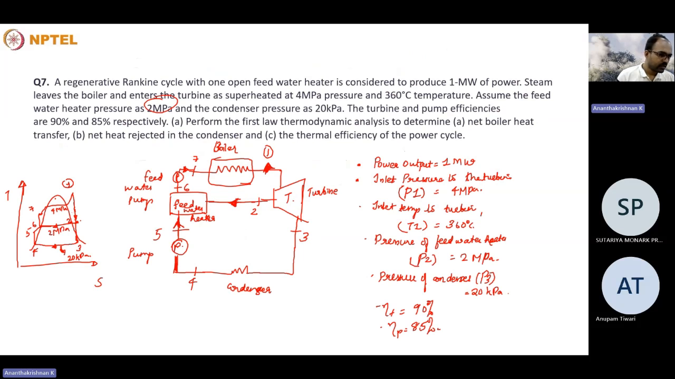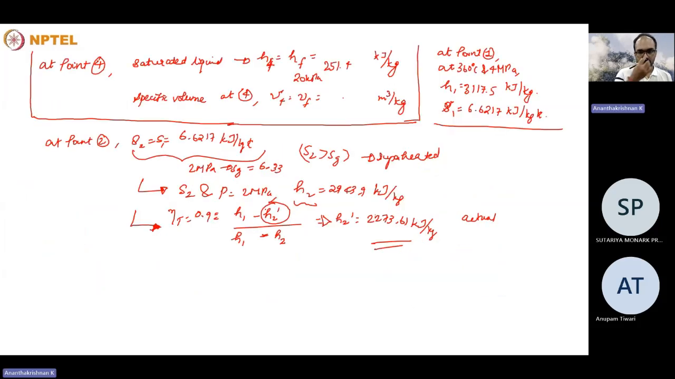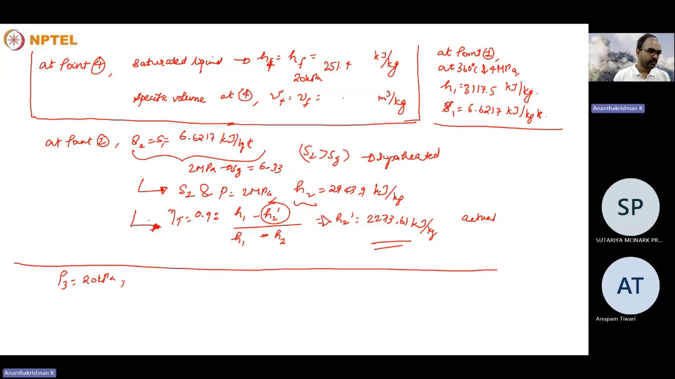So this will be equal to 2 dash. The ideal process will be coming right here, 2 dash. Once we get H2 dash, we have got the actual enthalpy at the point 2. Then coming at the exit of the turbine, the actual exit of the turbine, the pressure P3 will be equal to 20 kilopascal, similar to the previous case.